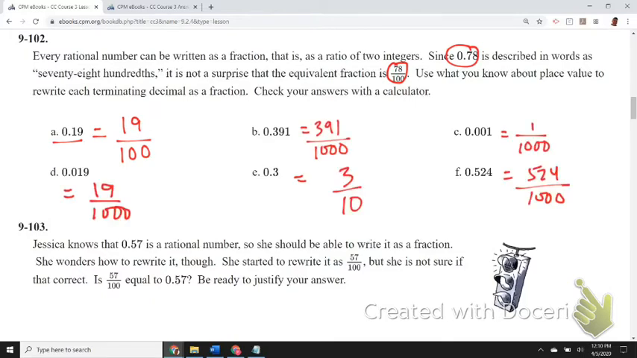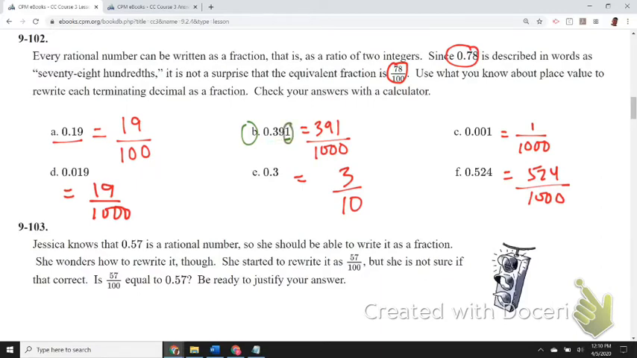Okay, you should have gotten these answers here. So pause the video if you want to double check your answers. The problem also said to check your answers with a calculator, so maybe you've done that already. But what you guys should be determining, if you're doing this correctly, is you're asking yourself, where does that last digit in your decimal, what place is it? What place value is it? So for example, let's take a look at problem B here. My last digit is that third digit in, so that's the thousandths place, right?